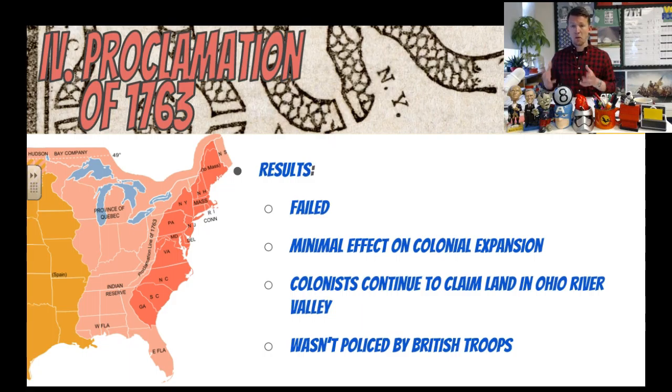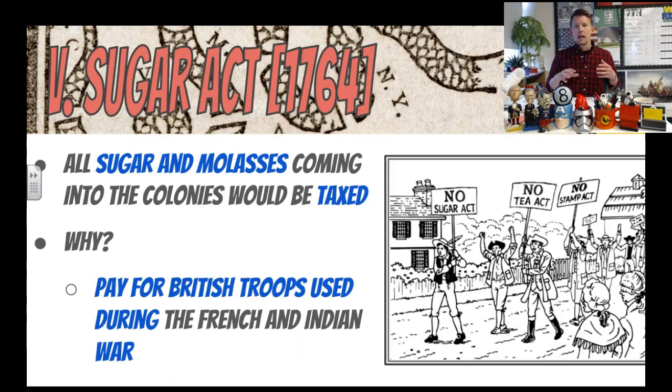Now, the results of the Proclamation of 1763, well, it largely fails and has minimal effect on the colonial expansion. Most colonists just say, yeah, whatever, what are you gonna do about it, Britain? You're all the way over there on an island by yourself on the other side of the world. You can't really enforce this, so we're just gonna do whatever we want to do. And they do. They move off into these territories. They can continue to claim land, and it really wasn't policed by the British. They didn't really know what to do and how to stop them.